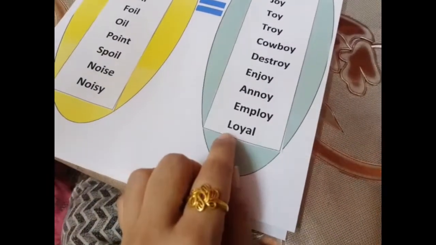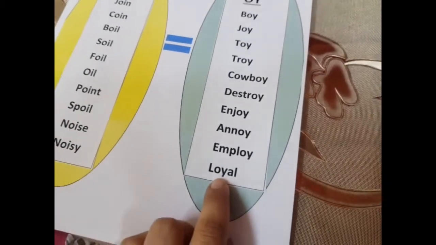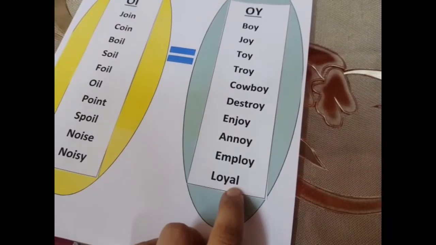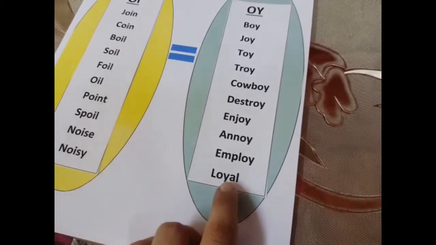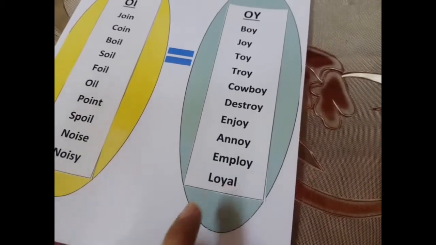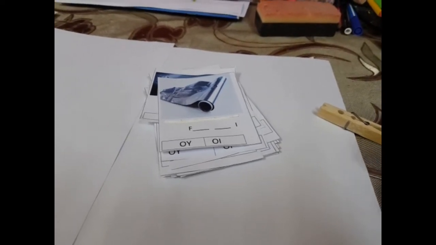Now, what is the sound of L? L. What is the sound of OY? Oi. LOY. Loy. AL. L. So LOYAL. Loyal. Yes, very good.